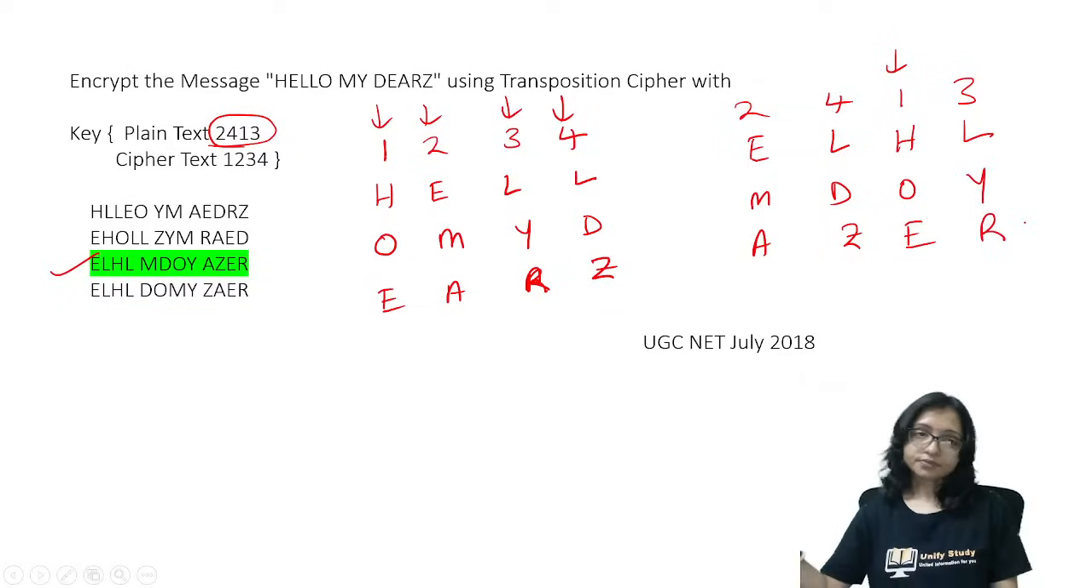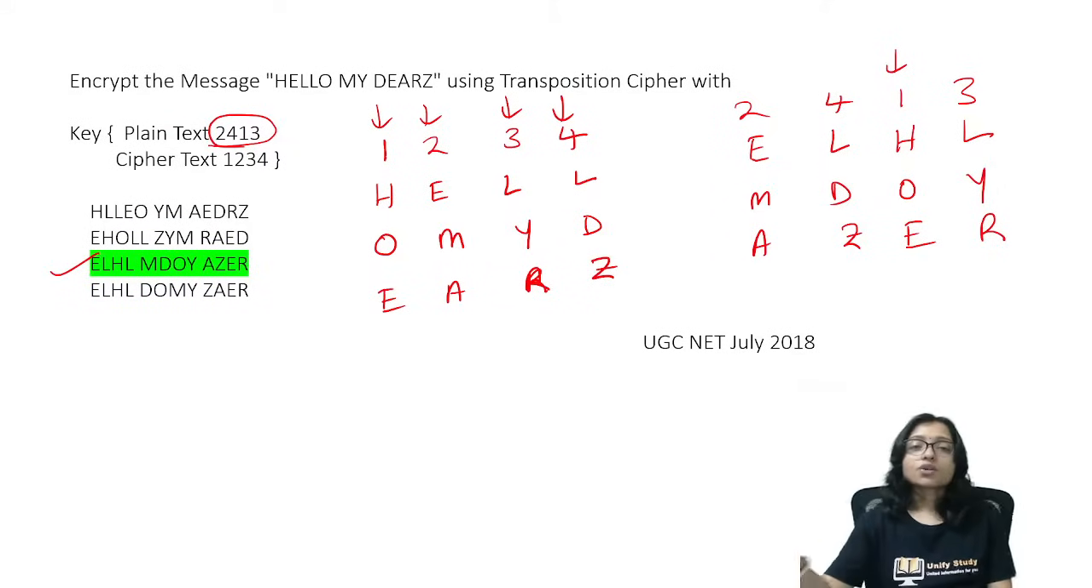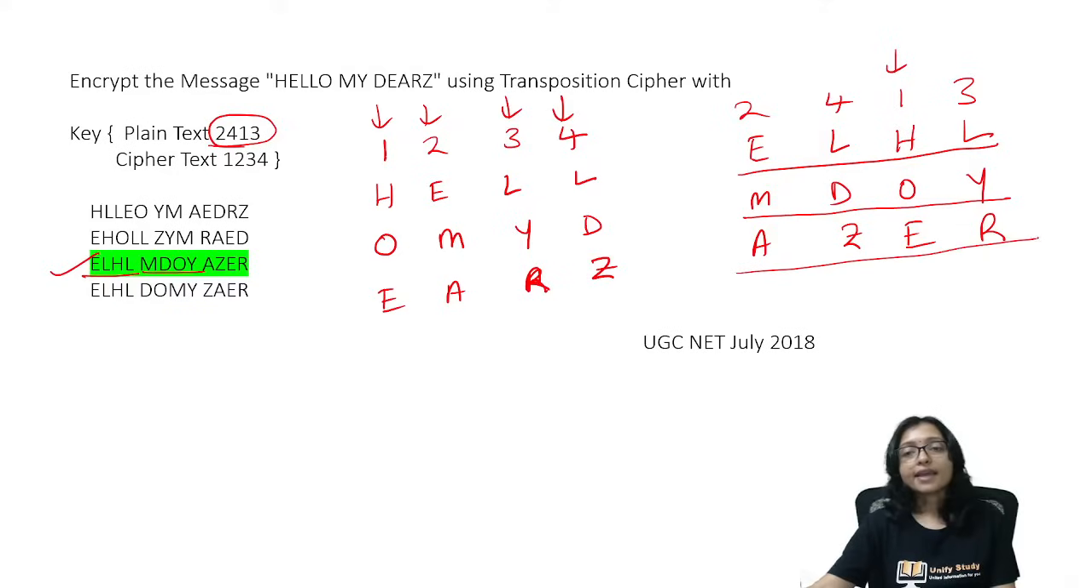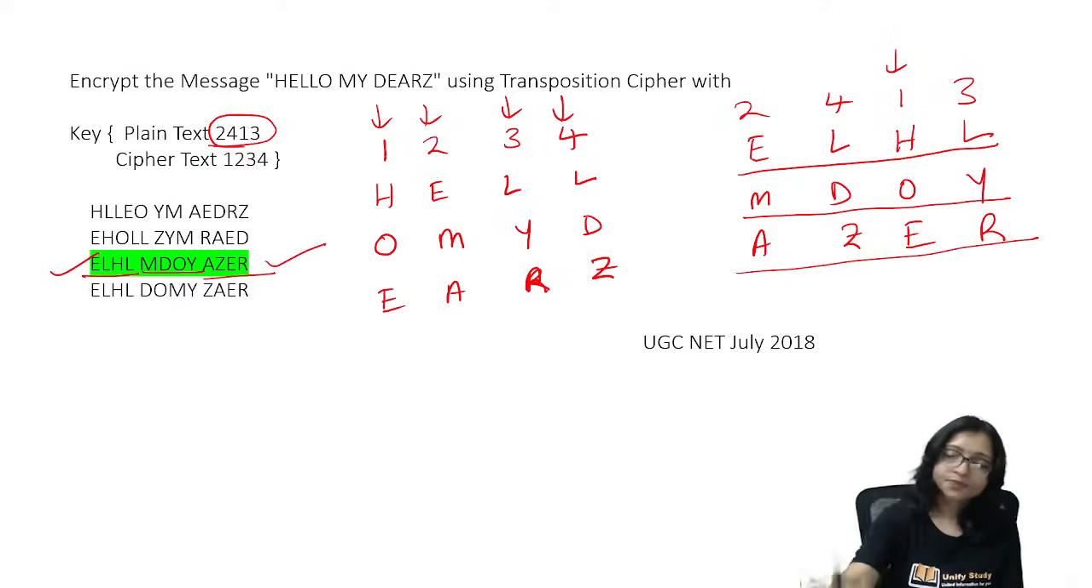LYR. Yes. So ultimately you are getting ELHL, that is ELHL. MDOY, that is MDOY. AZER, that is your answer. Clear? How to do?